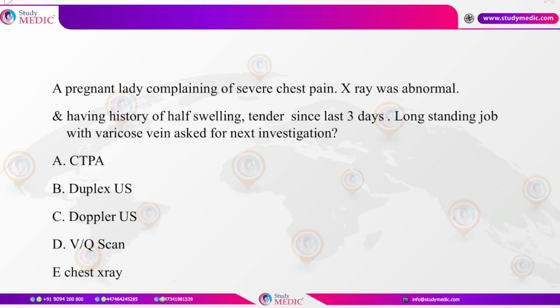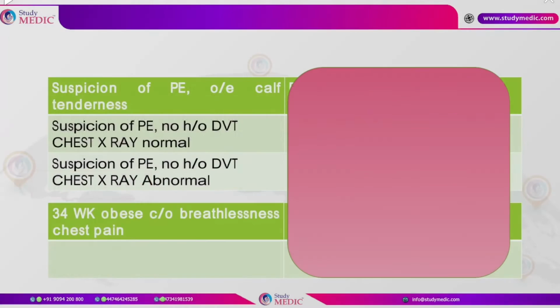A pregnant lady complaining of severe chest pain, X-ray is abnormal, and having a history of calf swelling, which is tender since the last 3 days, and a long-standing job with a varicose vein, and she is asked for the next investigations. So here you are having a suspicion of DVT, and how will we confirm it? By means of duplex ultrasound. Let's have a few more quick questions.